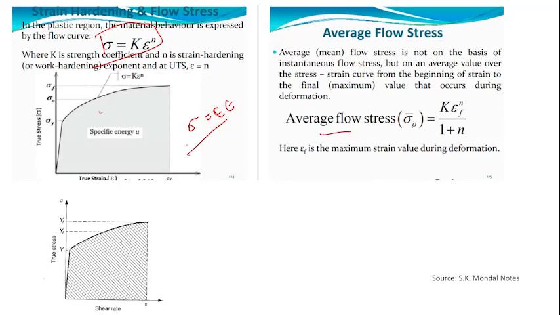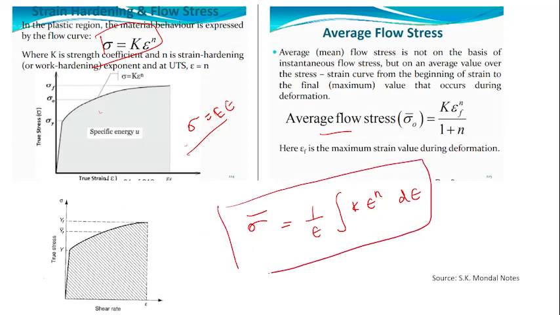Then you also need to know the average flow stress. You are not considering the instantaneous flow stress, but an average value over the stress-strain curve. The formula is sigma average equals 1 upon epsilon times the integral of K epsilon to the power n d epsilon. This is very important. Even if you don't remember anything else, remember this one.